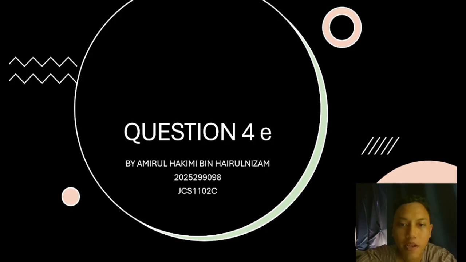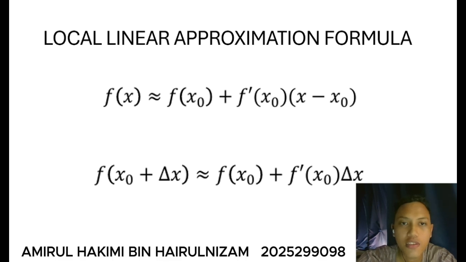Thank you. My name is Amirul Hakimi, and today I will be presenting question 4e. Question 4e is a linear approximation question, so we can use two formulas. These formulas are actually the same: f(x) is approximately equal to f(x0) plus f'(x0) times (x minus x0), or f(x0 + delta x) is approximately equal to f(x0) plus f'(x0) times delta x. We can use either of these because they are basically the same.